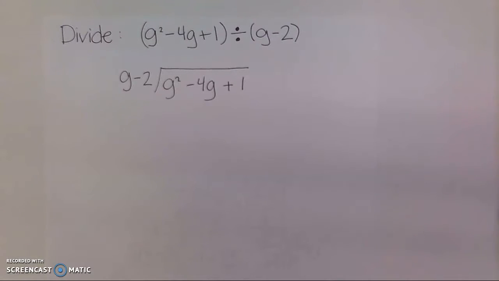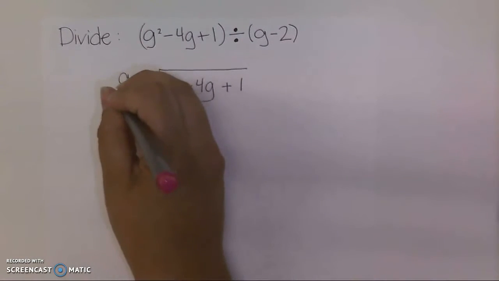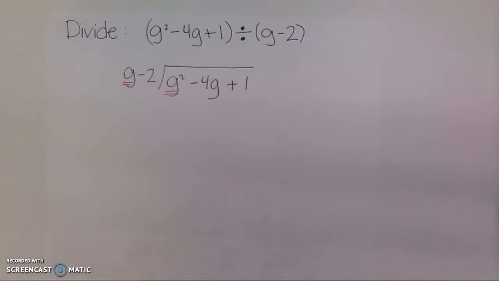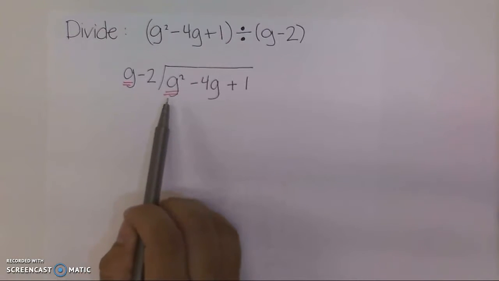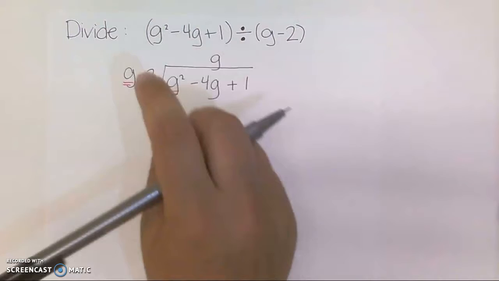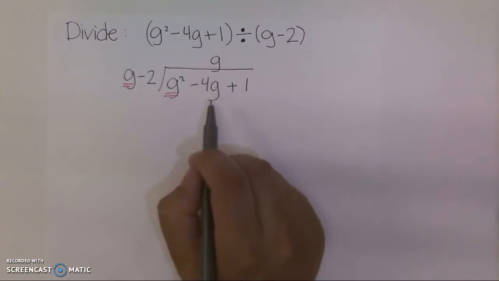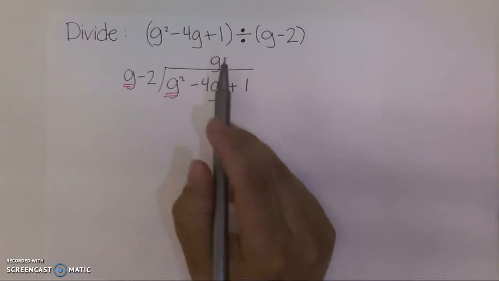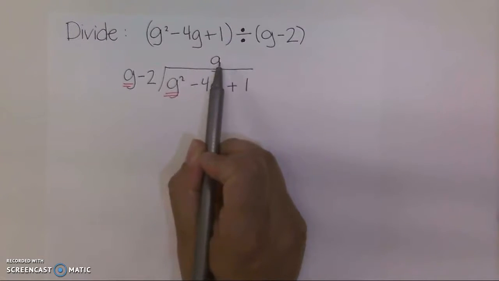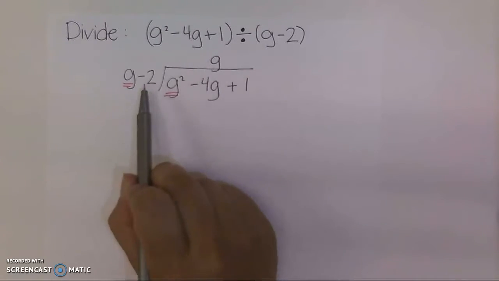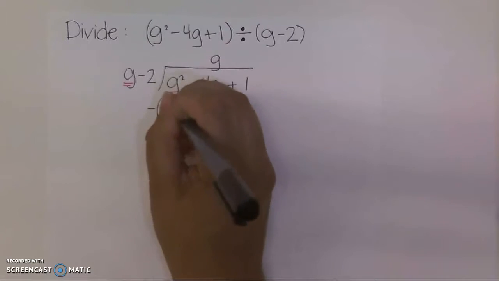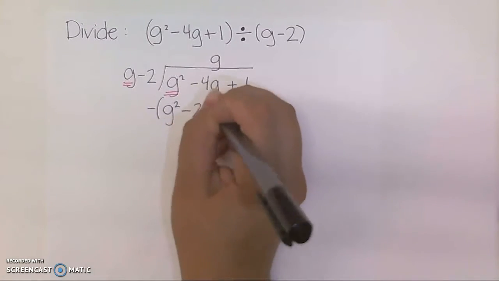All right, so when we are dividing, we really care about the first term in each. And from there, we'll figure out how many times it goes in. So g times what will give me that g squared? G. So we're going to line up our g's. They're the same degree above one another so that we can keep things straight. So now we're going to take that g and we're going to multiply. So we're going to multiply the outside here by g. So we get g squared minus 2g.